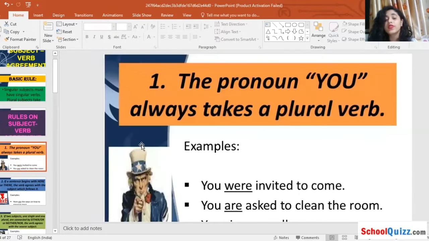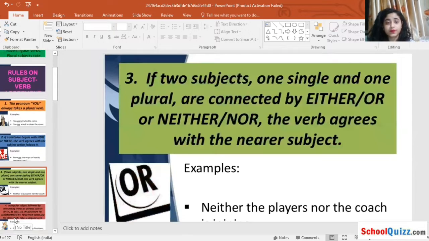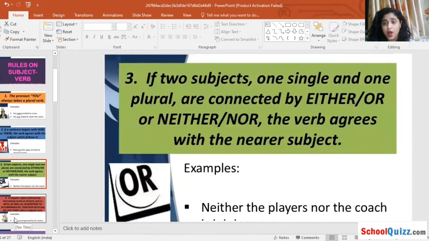First one, the pronoun you always selects the plural verb. The next rule was if a sentence begins with here or there, the verb agrees with the subject which follows it. Third one was if two subjects, one singular and one plural, are connected by either or neither nor, the verb agrees with the nearer subject.